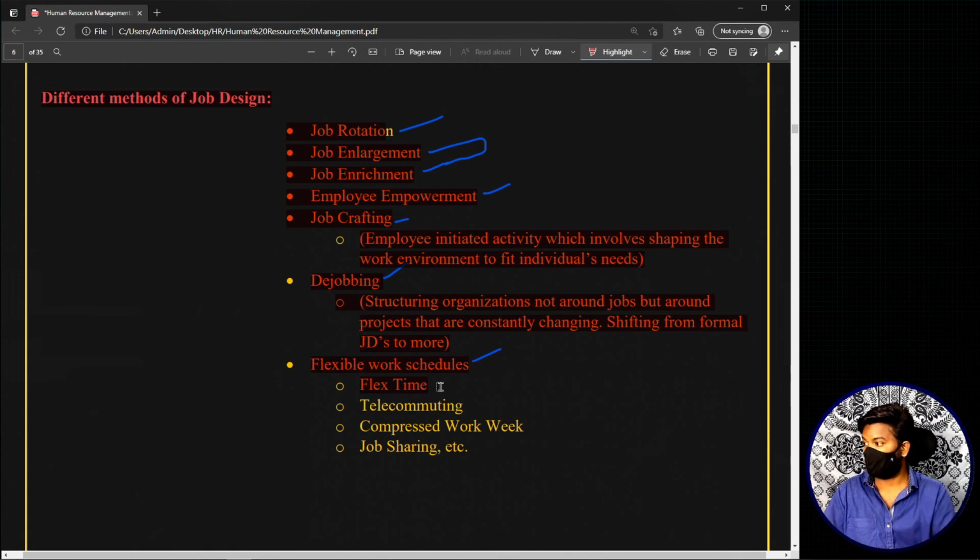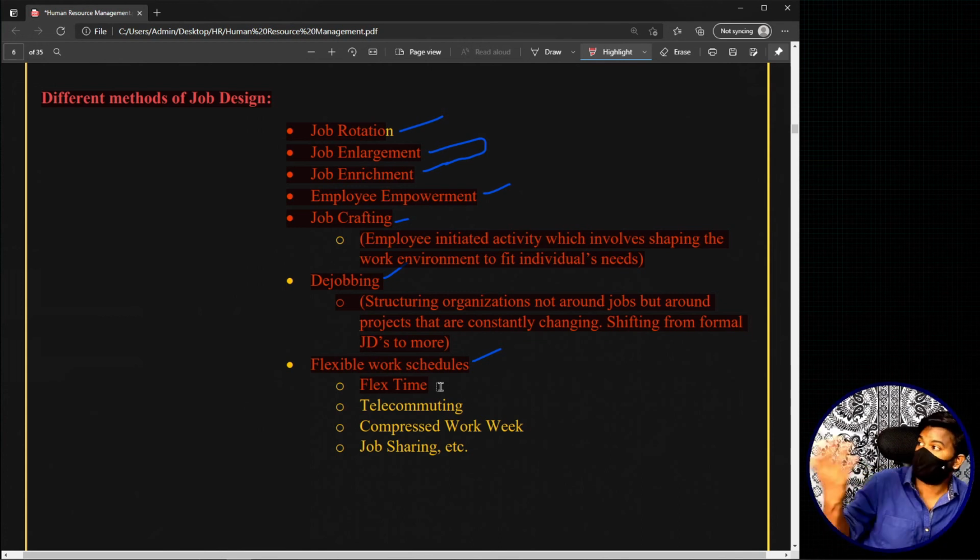Here also we are talking about changing the way the job used to be. For example, there is this particular role of the human resource manager. Now if you want to bring a change in that particular job, one of the methods that you can use is flexible work schedules, and within that there is a sub method called flex time, where you try to assign flexible times to that particular job, which was not present initially.